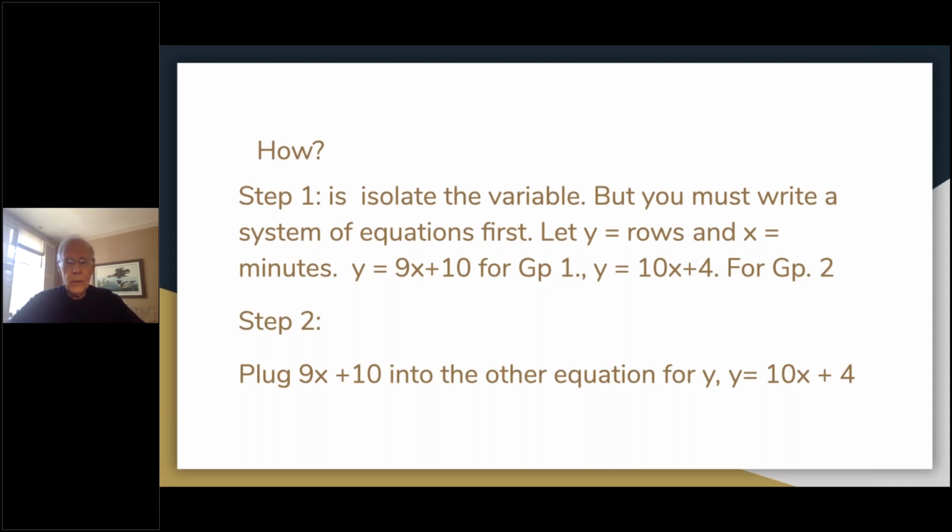And then group 2, it's 10 times the number of minutes, but they've already done 4. So 9 times the minutes plus 10, and 10 times the minutes plus 4. Both of those equal how many rows? And we're saying the rows that they've done are going to be equal. So we have to find a solution that works for both of those equations.